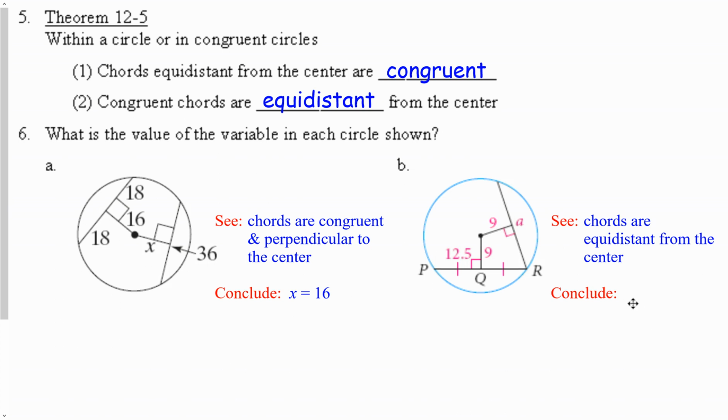Based on that, we could conclude that these 2 chords are congruent to each other, which, if chord PR has a length of 25, means that variable A would have to be a value of 25 as well.